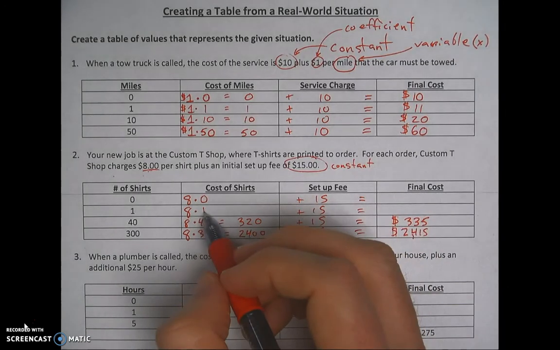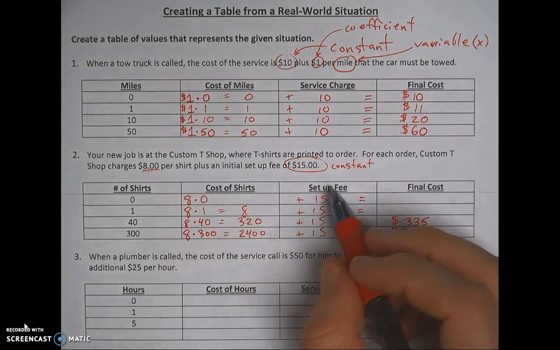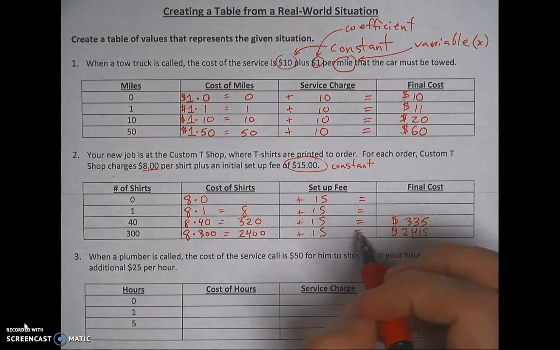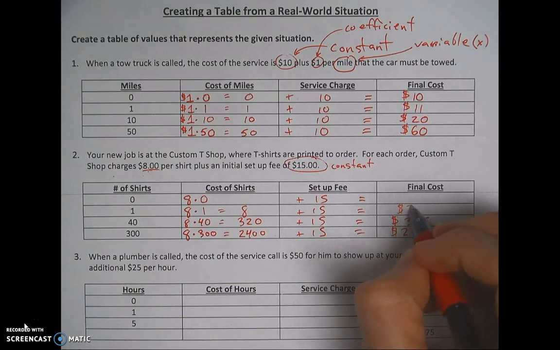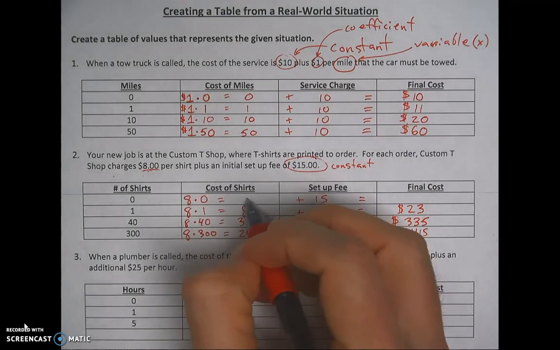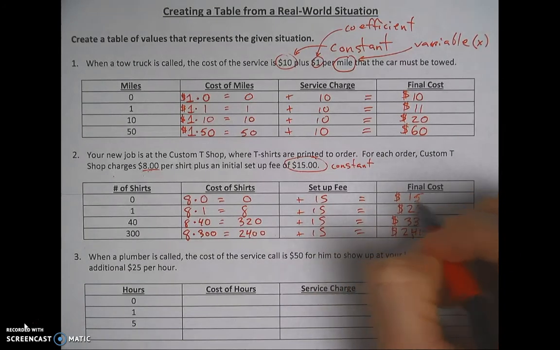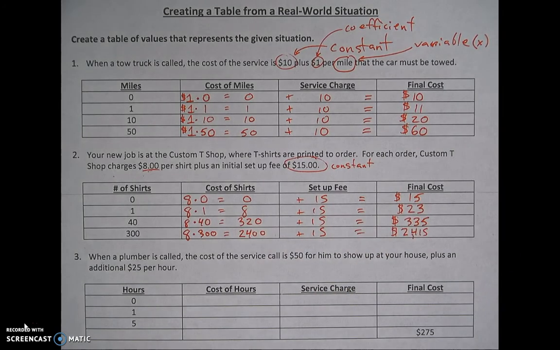Or if you just bought one shirt, 8 times 1 is clearly just 8, but you still had to pay for that setup fee. So you got to add the 15 in there, and that's a total cost of $23. Okay, now your 0. If you're just running the numbers, 8 times 0 is 0, plus 15. Total cost $15. But you say, if I didn't actually get a shirt, why am I paying $15?